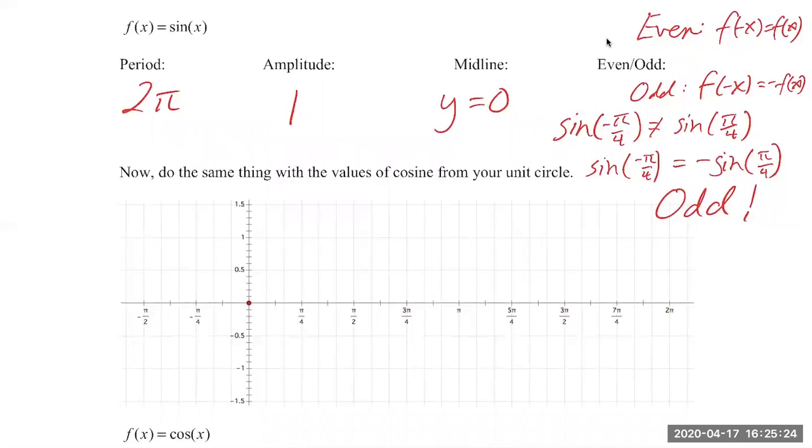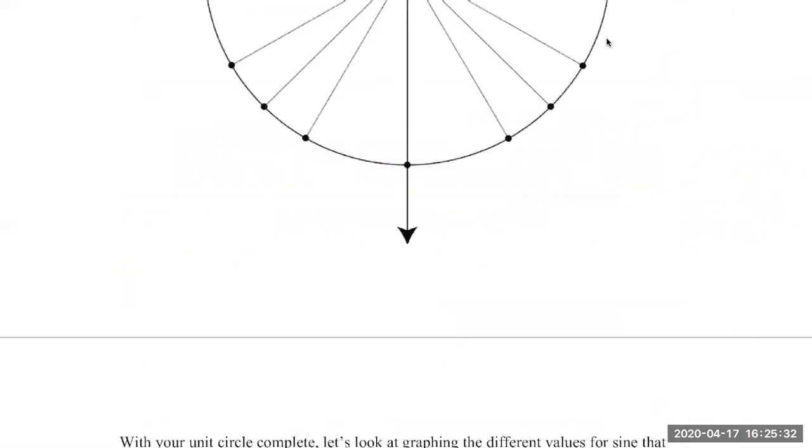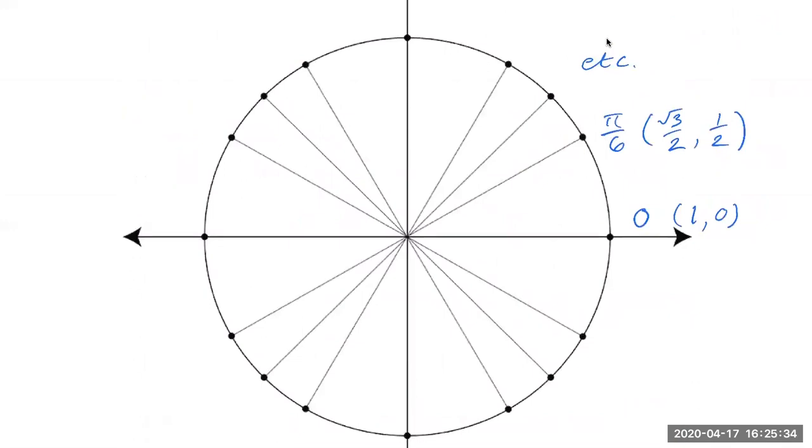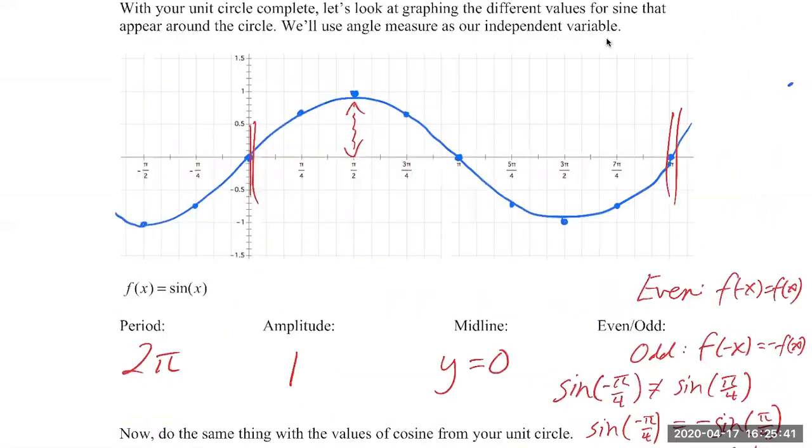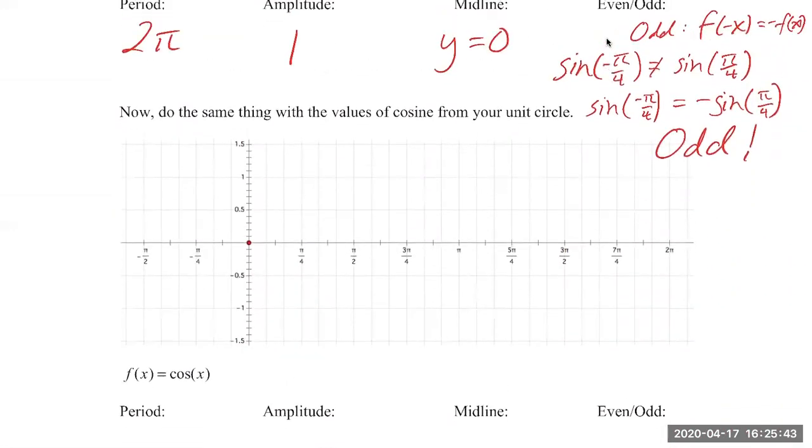Now, let's do the same thing with the values of cosine from your unit circle. Cosine is different. Let's scroll back up and take a look at that circle. The cosine value happens right here. So the cosine of 0 is 1. So that means if we're letting cosine be our y-axis and the angle measure be our x-axis, cosine of 0 being 1 happens right there.